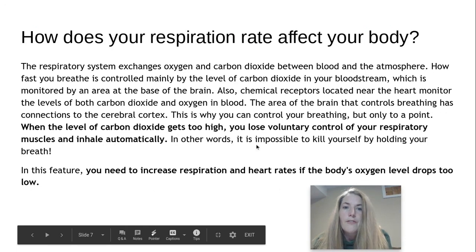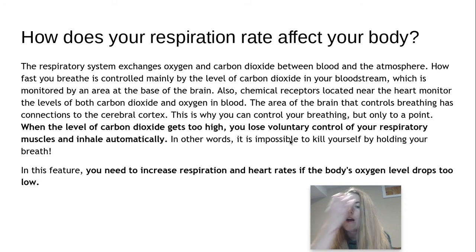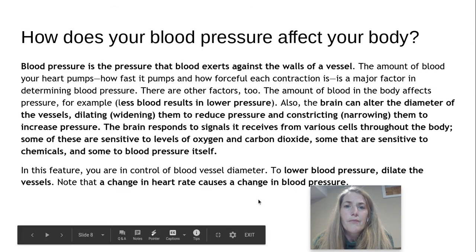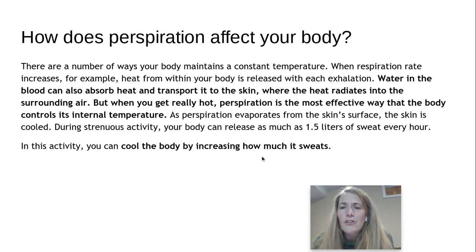Your respiration rate is very similar. When you need more oxygen, it's going to cause your diaphragm to move more quickly so that you are getting more oxygen to your cells. Perspiration, so your body needs to control temperature. When you're exercising, the water in the blood can absorb the heat and transport it to the skin. So when your body temperature goes up, your brain recognizes that and sends a message to your skin to sweat, which will help to lower your body temperature.